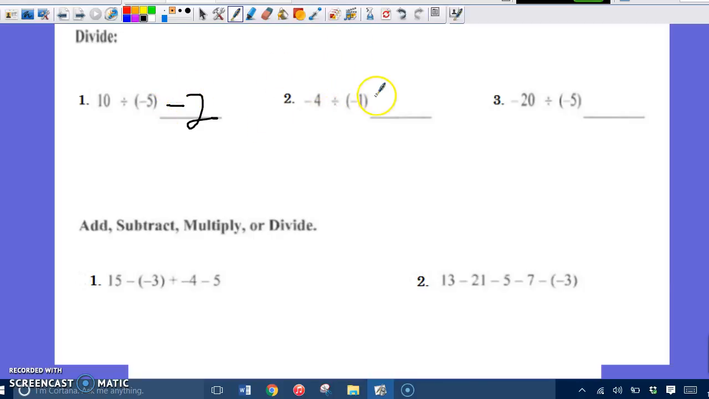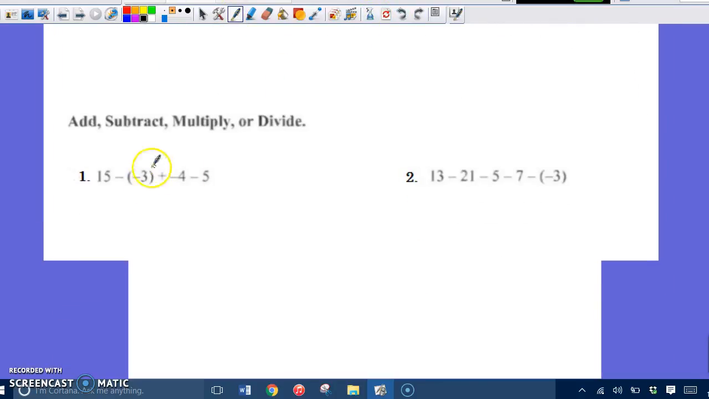A negative divided by a negative, 1 will go into 4 4 times. The answer is positive. Negative divided by a negative is a positive. Now I have negative 20 divided by a negative 5. 5 will go into 20 4 times. A negative divided by a negative is a positive. Okay? For these down below, which I demonstrated in class with most of you, I think.